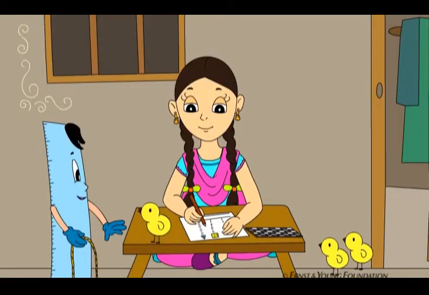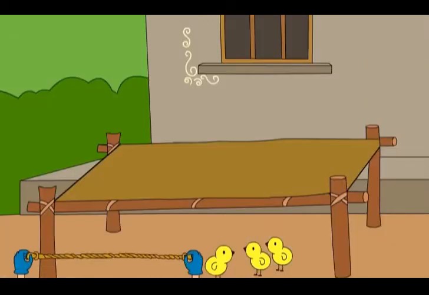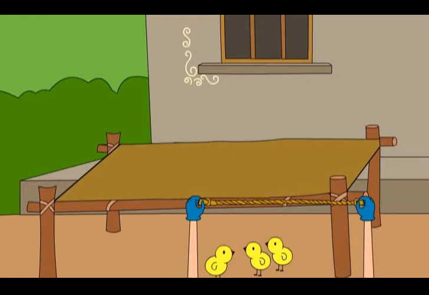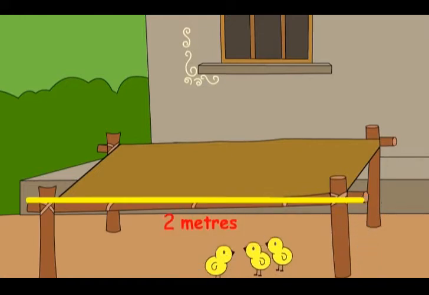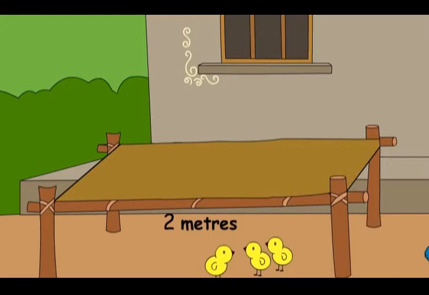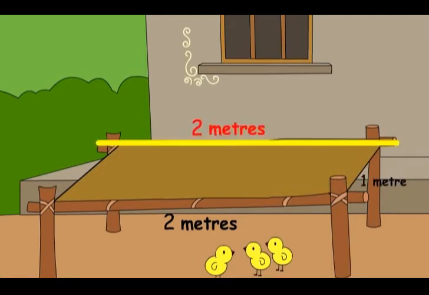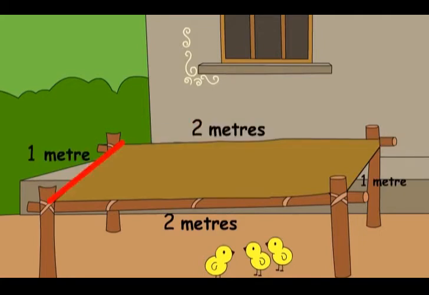Futta, can we find the length of the sides of Grandma's cot? Yes, we can do that. Let us use this meter rope. This side is 2 meters. This is 1 meter, 2 meters and 1 meter again.